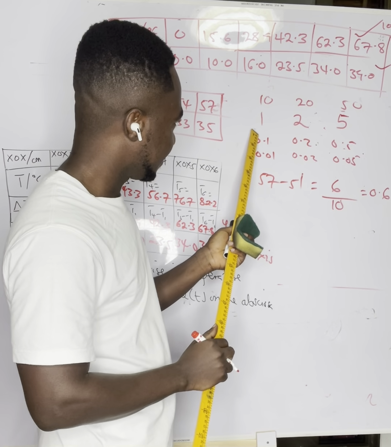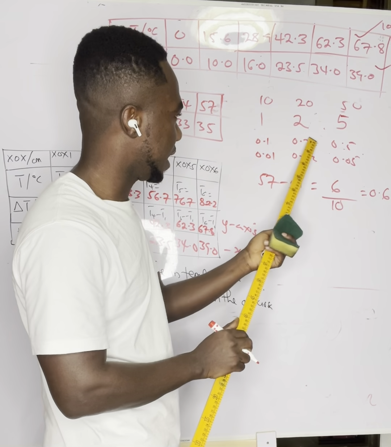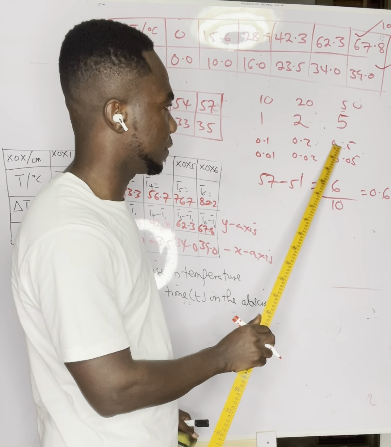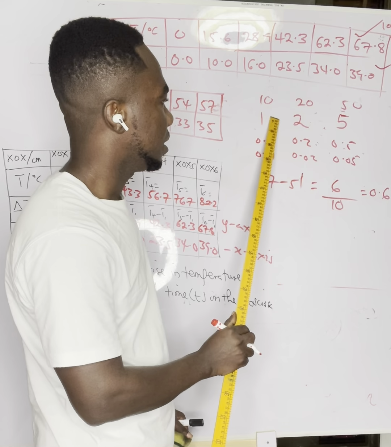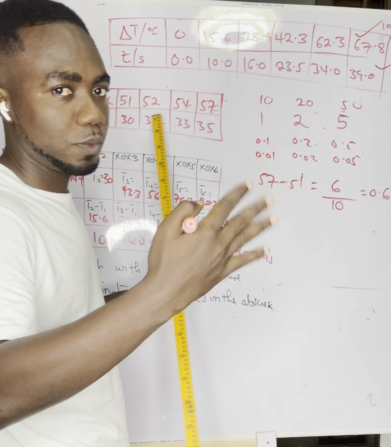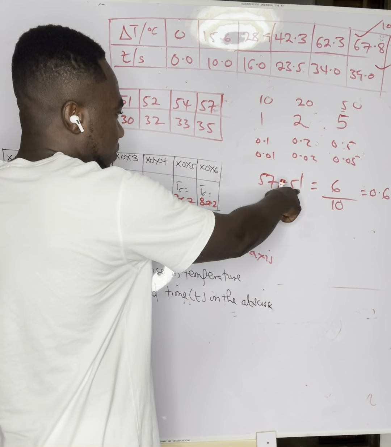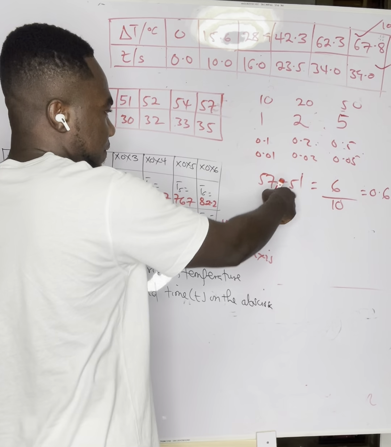So 0.6, you bring it to your plottable intervals. 0.6 will be within, when you compare it with 0.1, 0.2, it's more than 0.1, more than 0.2, more than 0.5, so it will be within this range. So we choose 1 as our interval. But here, we are not starting from the origin. As you can see, we cut off from 0 to 50, started from 51.